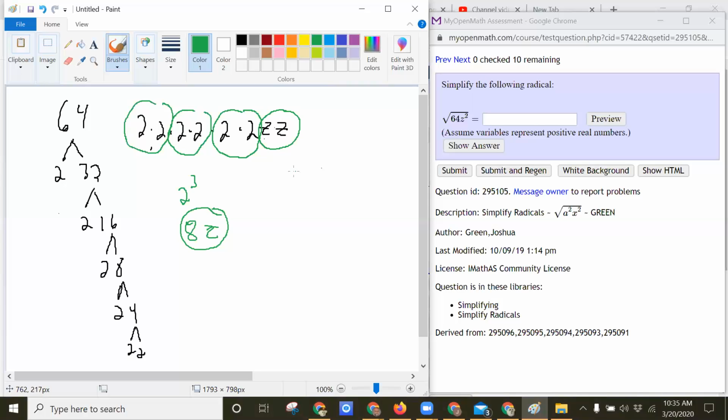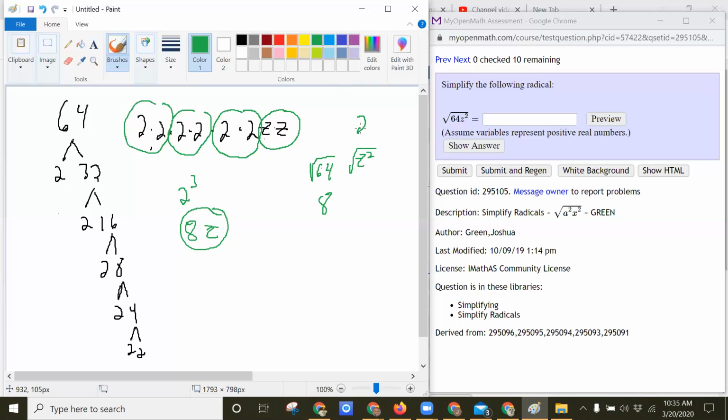Now that seems kind of simple. Is there an easier way to do this? Well, what we did a little earlier this year is we broke this up into the square root of 64 times the square root of z squared. Well, what's the square root of 64? Well, it's 8. And what's the square root of z squared?